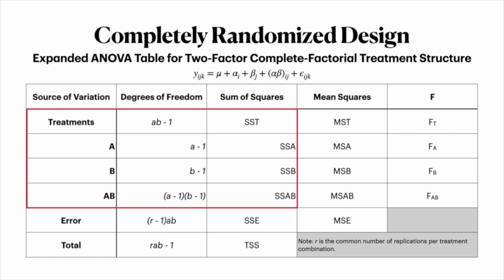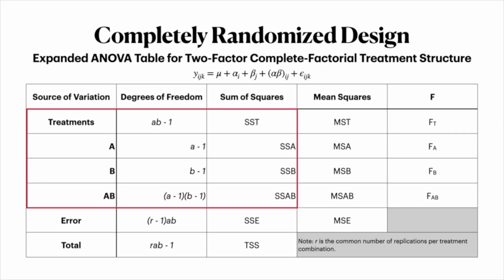And notice that we have multiple F statistics. Let's look at the mean squares first. We know how to calculate mean squares. To get a particular mean square, we divide the sums of squares for that effect by the degrees of freedom. So to get the mean square for treatments, we divide the sum of squares for treatments by its degrees of freedom, a times b minus 1. To get the mean square for A, we divide the sum of squares for A by its degrees of freedom, a minus 1, and so forth.